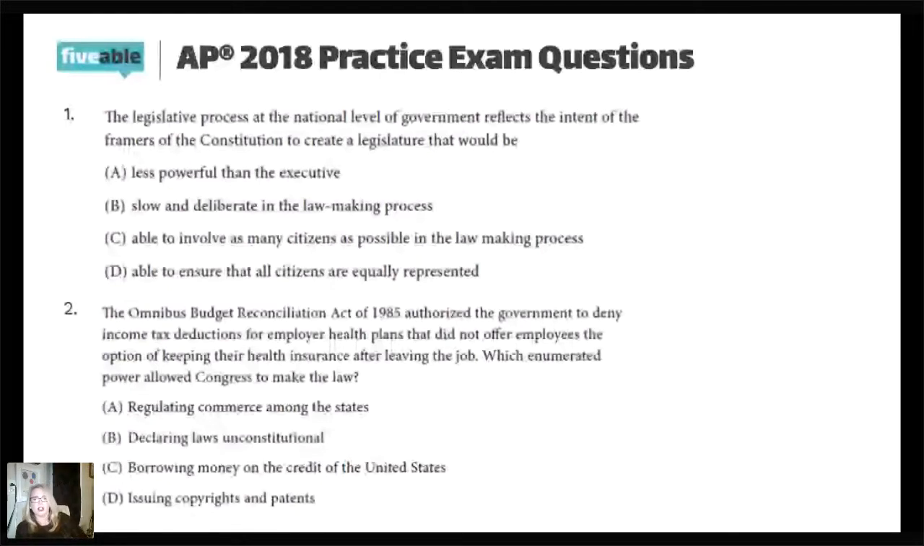I think I could have probably gone over number two a little bit more. All right, let's see what we got on two. All right, so A is the correct answer here. It authorized the government to deny income tax deductions for employer health plans that did not offer employees the option of keeping health insurance after leaving the job. That's called COBRA. They were able to make this law just like they were able to make many others through the Commerce Clause, okay? Regulating commerce among the states.